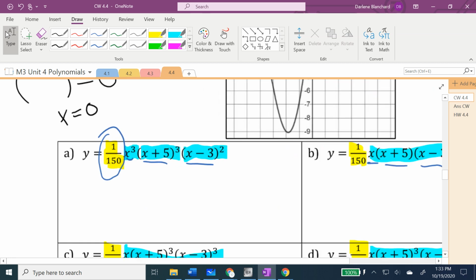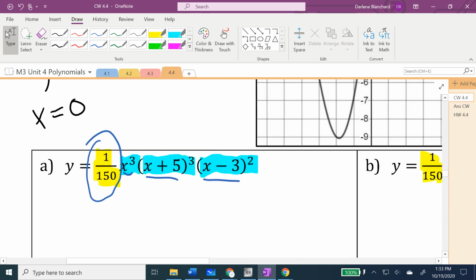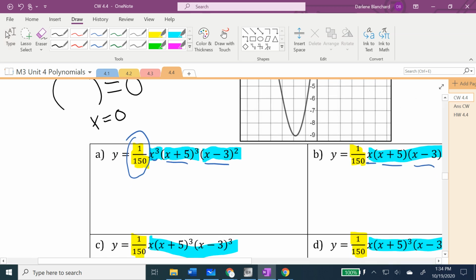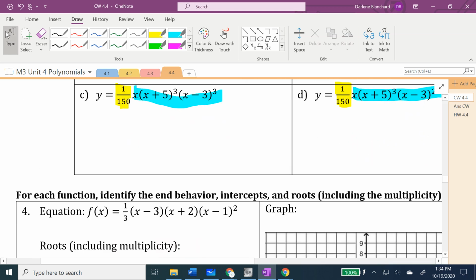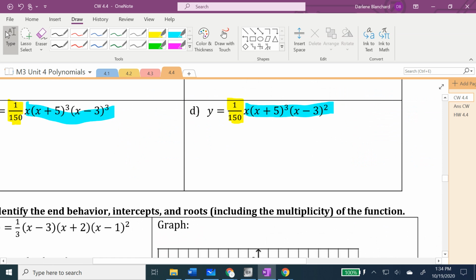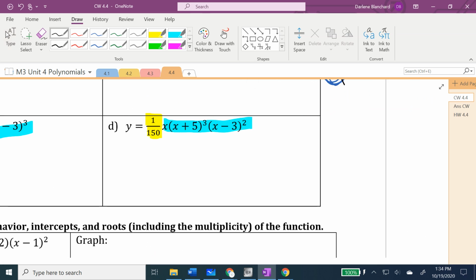If you look at the multiplicity of each of your linear factors and you add the multiplicities together, you will get the degree of that polynomial. The degree of the polynomial is the sum of the multiplicities of its linear factors. So I'm going to write that over to the side. That's very important.